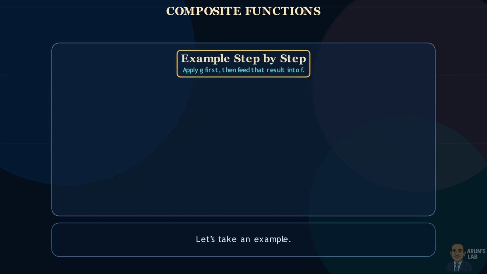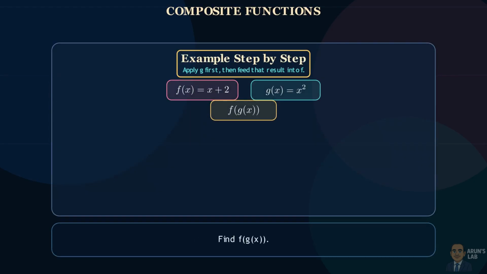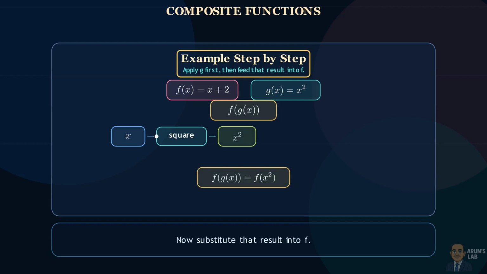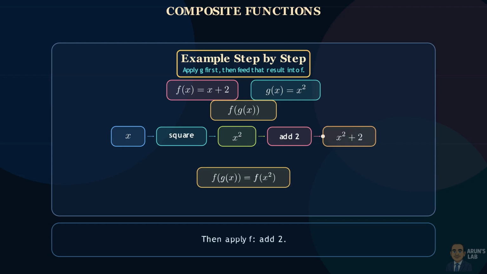Let's take an example. f of x is equal to x plus 2 and g of x is equal to x square. Now find f of g of x. For that, step 1, apply g of x. g of x is x square. Then step 2, substitute g of x in f of x. So f of g of x is equal to f of x square. Now apply f. Actually f of x is x plus 2. So we are substituting g of x into f of x. So x square plus 2. So the final answer is f of g of x is equal to x square plus 2.